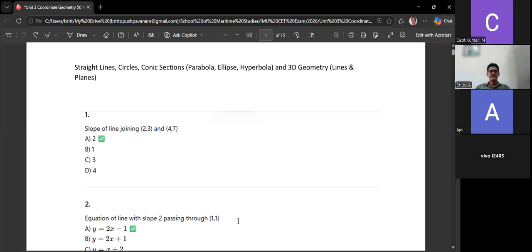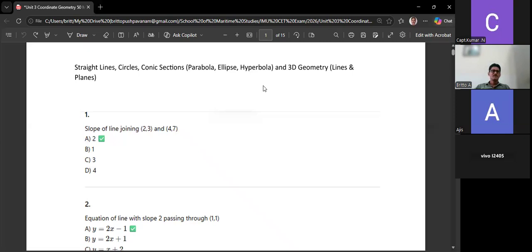There is a straight line, circles, conic sections, which are parabola, ellipse, hyperbola, and 3D geometry, which is lines and planes. So this is the unit 3 topic in your IMUCET exam syllabus. These are some sample questions. Some questions may be direct questions, some may be difficult ones. So we will discuss all of this. Okay.